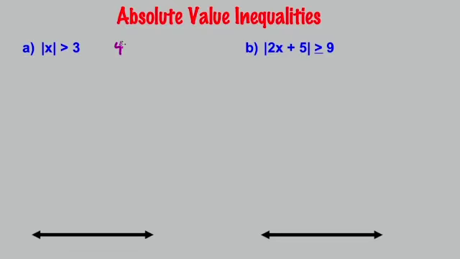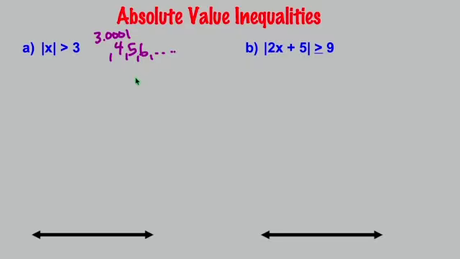4 would work because the absolute value of 4 is 4, and that's greater than 3. 5 would work. 6 would work. 7, etc., etc. So anything that would be 4 or higher, or in this case, you could do, for instance, 3.000001. So anything slightly bigger than 3 or higher would work.